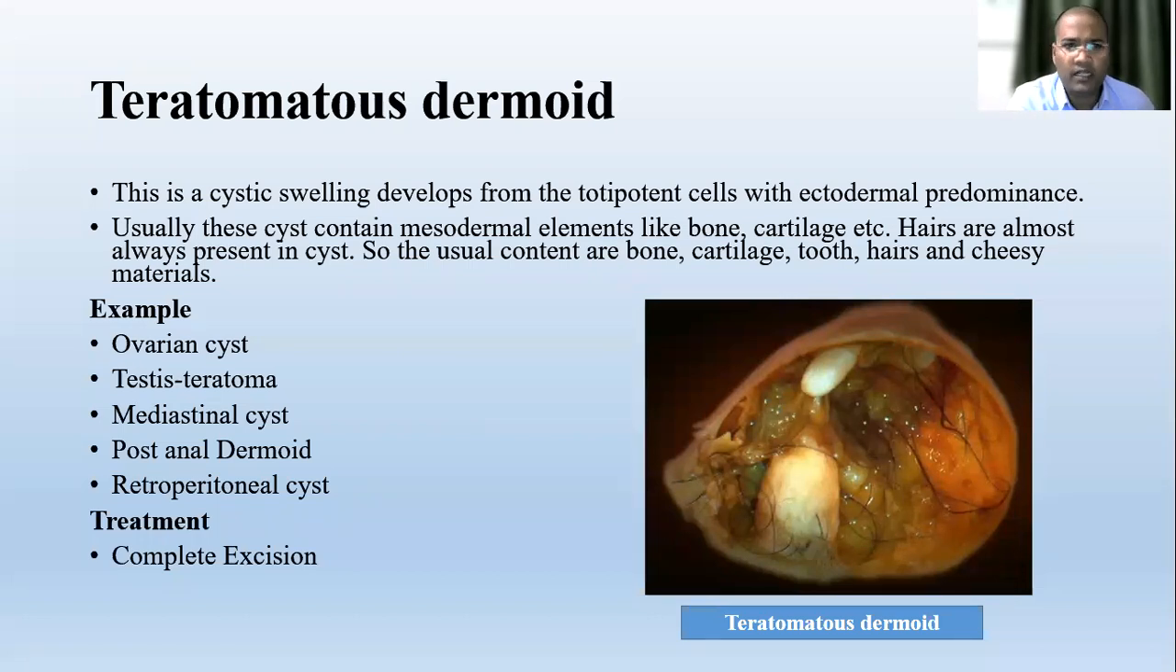Examples of teratomatous cysts are ovarian cyst, testicular teratoma, mediastinal cyst, post-anal dermoid, and retroperitoneal cyst. So these are rare kinds of cysts developed from teratomatous cells, and the treatment is also complete excision.